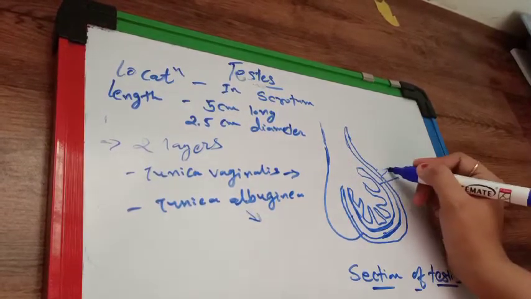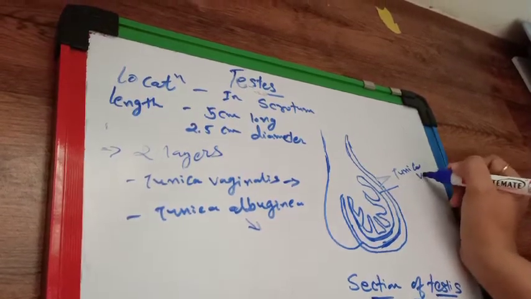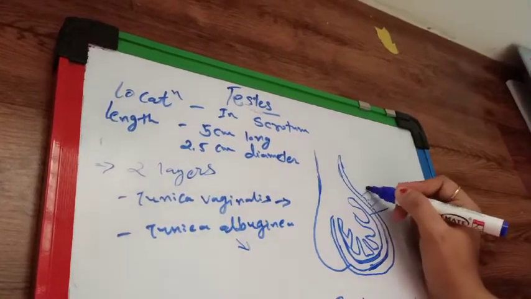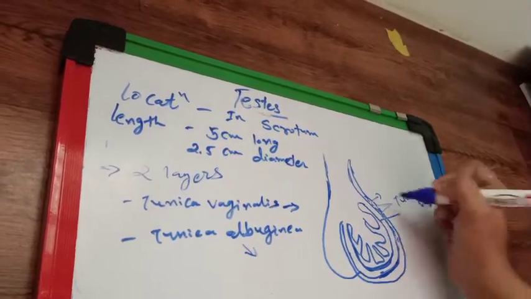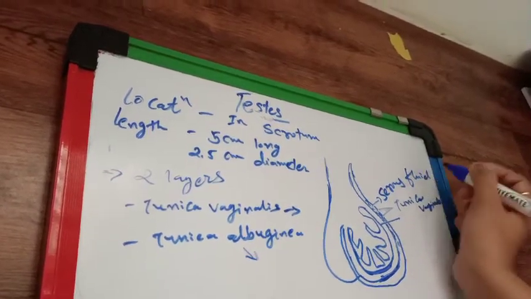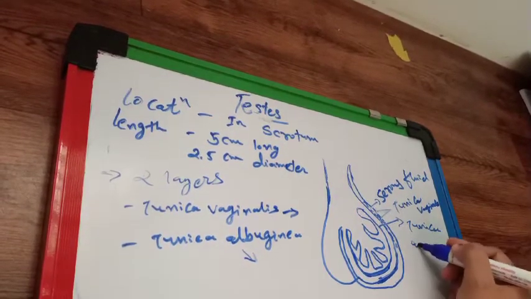Here this is the tunica vaginalis. Between the tunica vaginalis, fluid is there, called serous fluid. And the inner layer is the tunica albuginea.